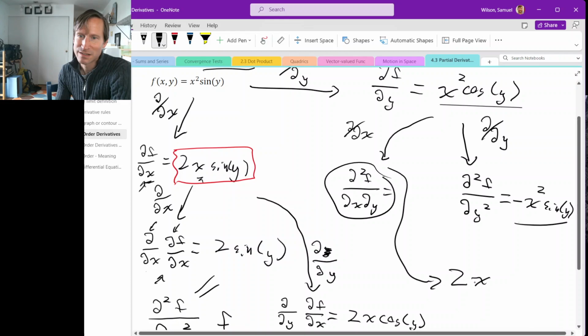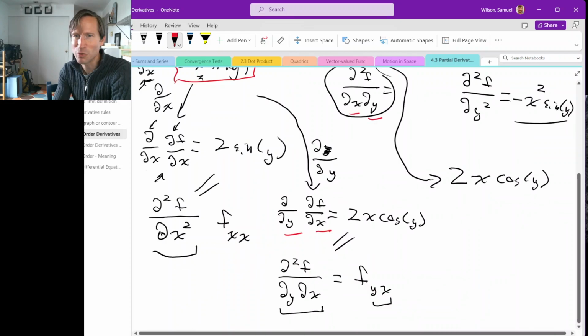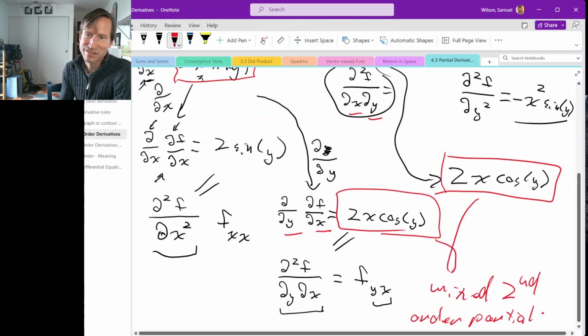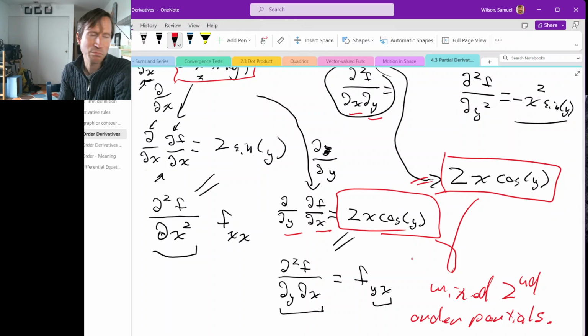Well, notice that for this example, it turned out that if we do the x derivative first and then the y, we get the same thing as if we do the y derivative first and then the x, right? These two partials come out the same. These two partials are called the mixed second order partials. And for this example anyway, those mixed second order partials are actually equal to each other.